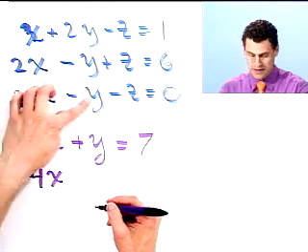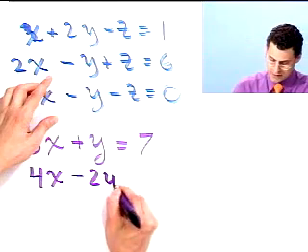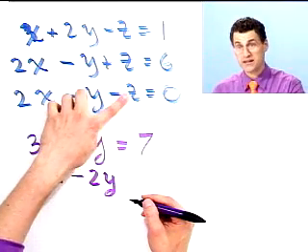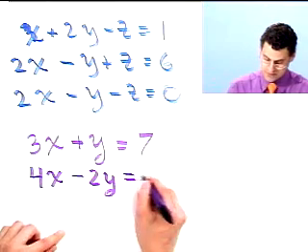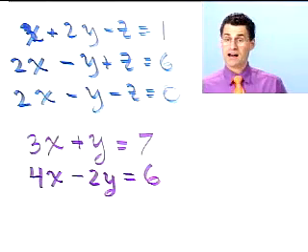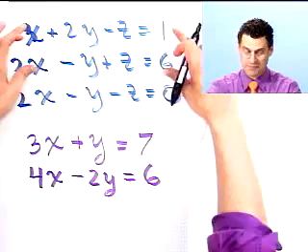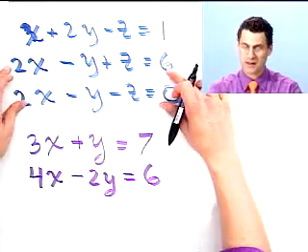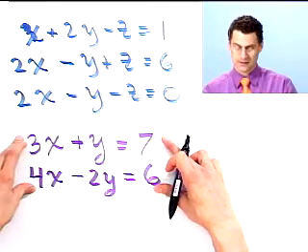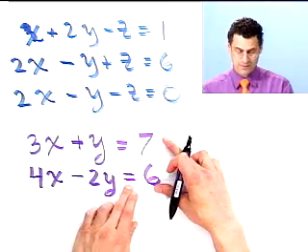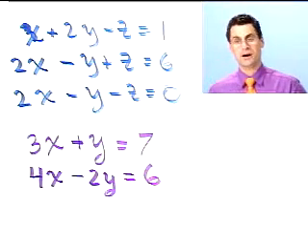Minus y and minus y is minus 2y. And plus z plus minus z drops out, and I'm left with equals 6. And see how I divided and conquered? I took these 3 equations in 3 unknowns, and by taking the equations a pair at a time, I was able to reduce it to 2 equations in 2 unknowns. And now I've reduced it to a problem I can solve.